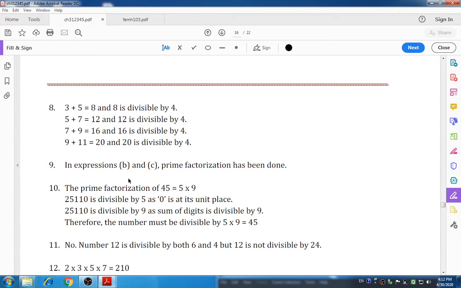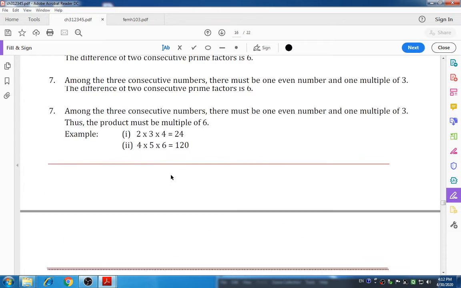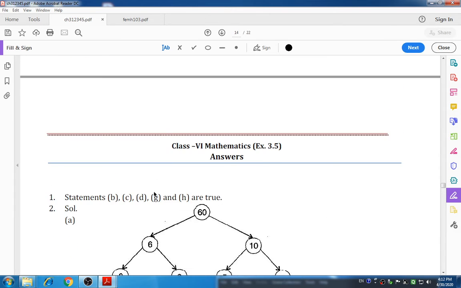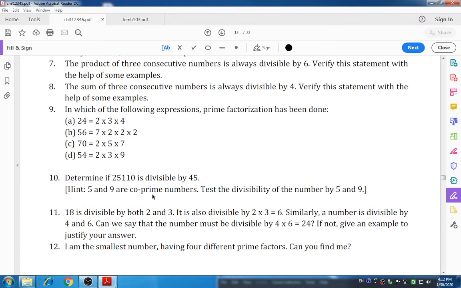In expressions B and C, prime factorization has been done. Look at here carefully. When we are finding the factorization, A consists of 4, which is a composite number, and D consists of 9, which is a composite number. So only B and C have prime factorization.